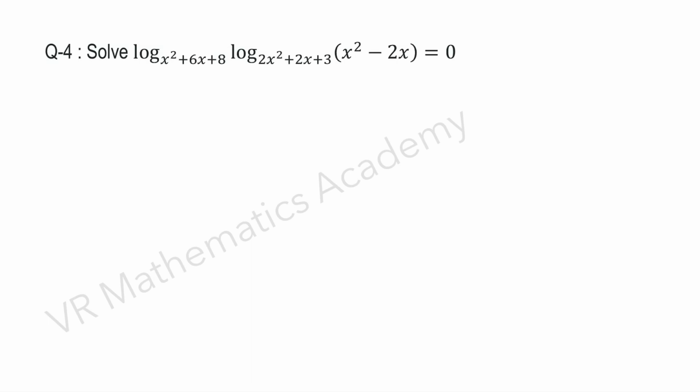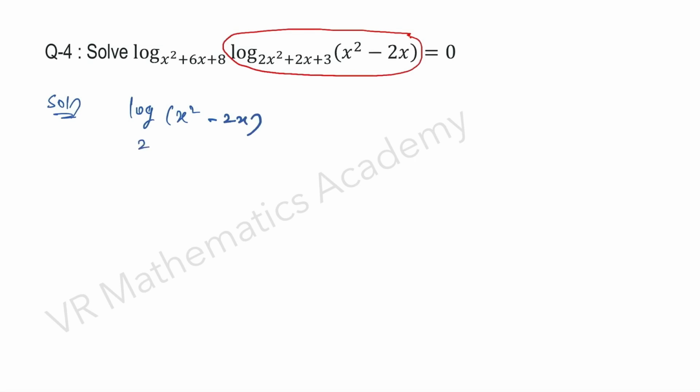Now in this question, when we find the solution, the first condition should be that this whole term should be equal to 1, that is, log of x square minus 2x with base 2x square plus 2x plus 3 should be equal to 1. Then log of this term will be equal to 0. So we take this concept: log of x square minus 2x with base 2x square plus 2x plus 3 will be equal to 1.